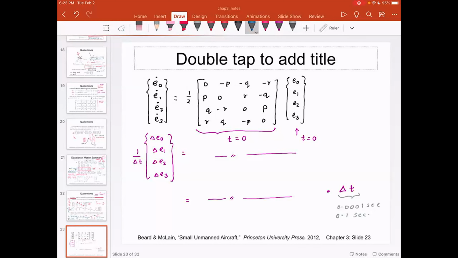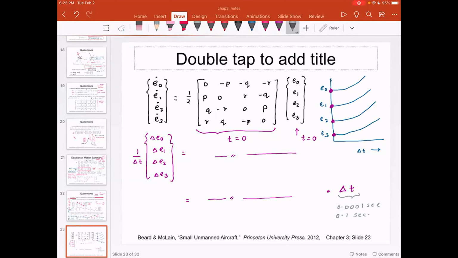So now for a second, I want you to understand that if I were to plot, with delta t on the x-axis, and E0, E1, E2, and E3 on the y-axis. So E0, E1, E2, and E3. At time t equal to 0, I start with these values. These are the initial values of the quaternion based on the initial Euler angles.